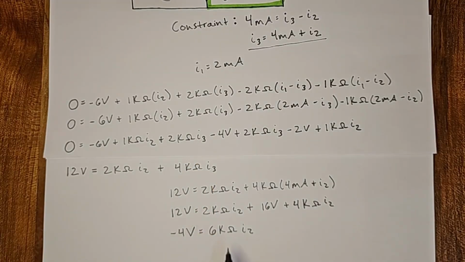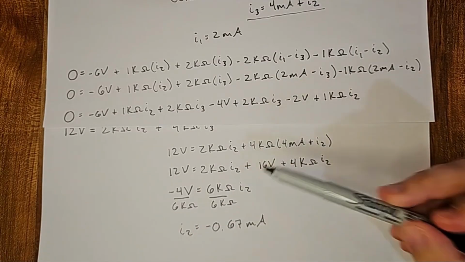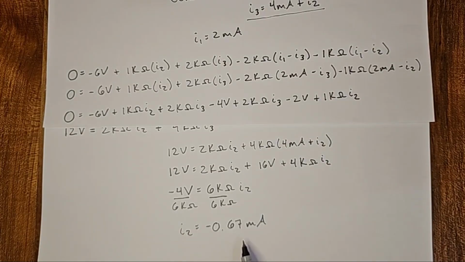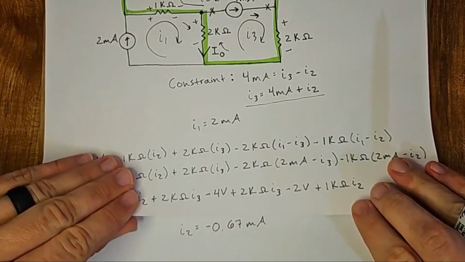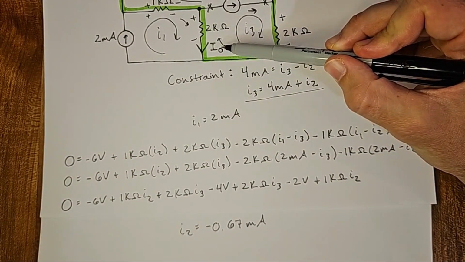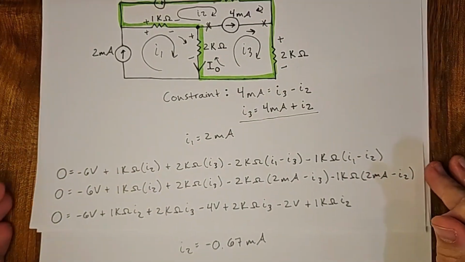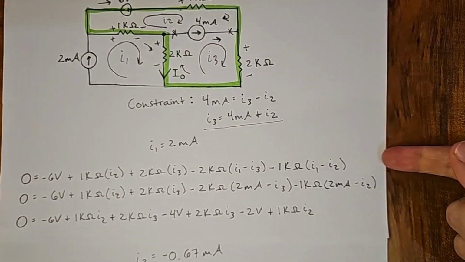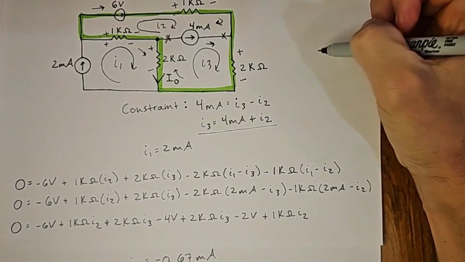Negative 4 volts equals 6k ohm I2. Divide everybody by 6k ohm. So we go from this to I2 equals negative 0.67 milliamps. But what we really want to know is what is I0, all right? And for the sake of some space, I'm going to write that right up here.